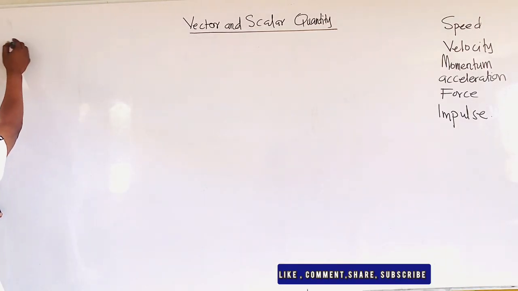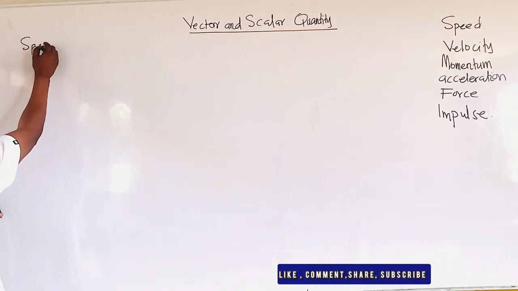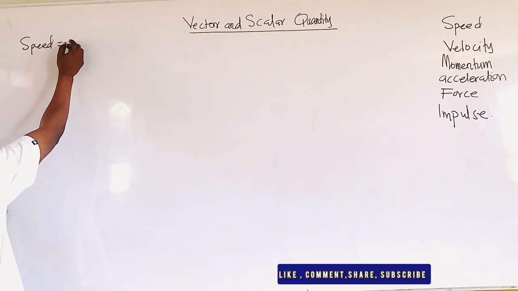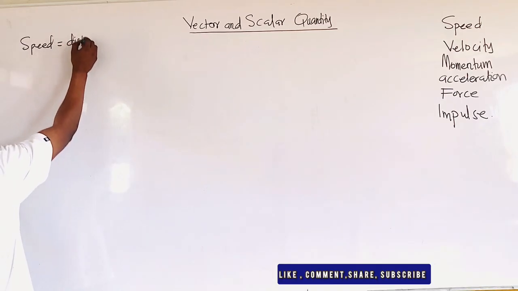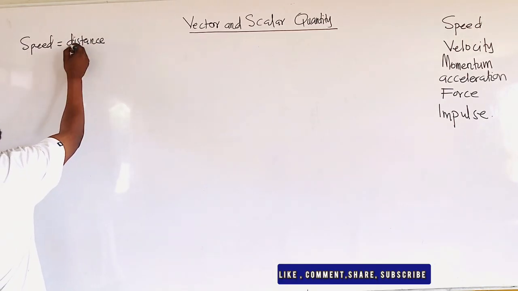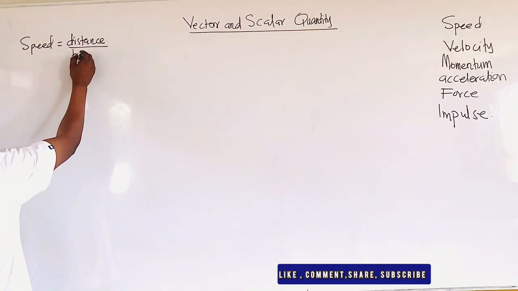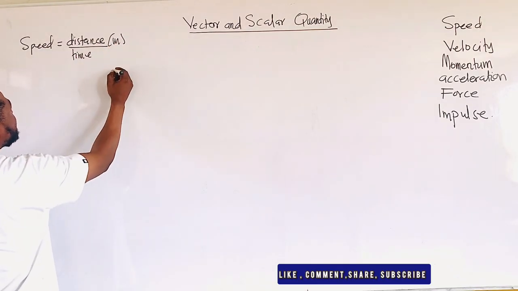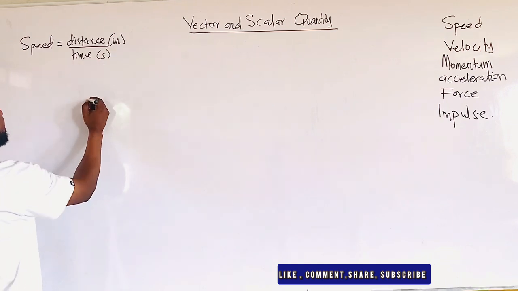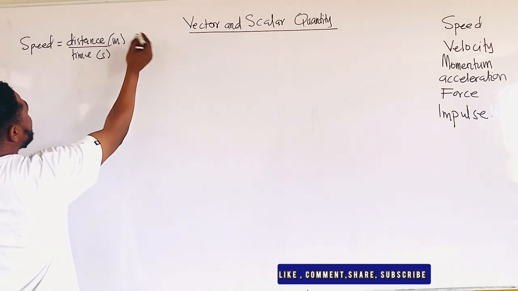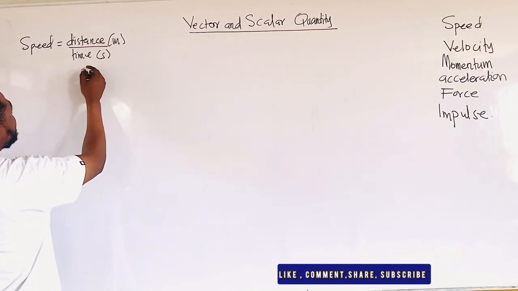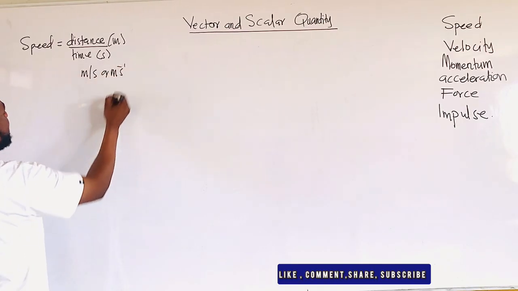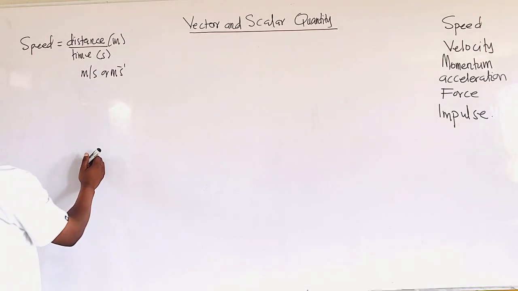First of all, we have speed. When we say speed, speed can be defined as distance per unit time. Mathematically, speed is equal to distance over time. Our distance is measured in meters and our time is measured in what? Seconds. Therefore, the unit for speed is going to be meter per second, or m s^-1, as we can see here.